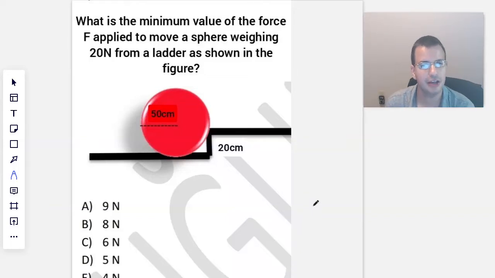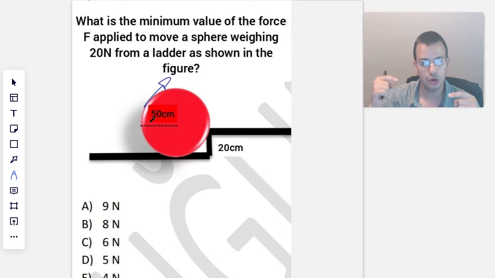What is the minimum value of the force F applied to move a sphere weighing 20 newtons from a ladder, as shown in the figure? All right, so the idea here is we have this ball trying to push it up a step, and we're going to apply some force going this direction.